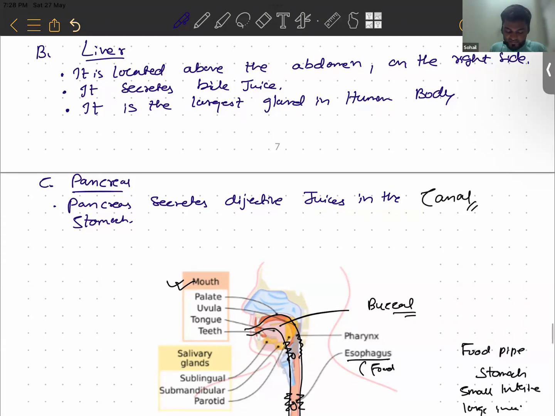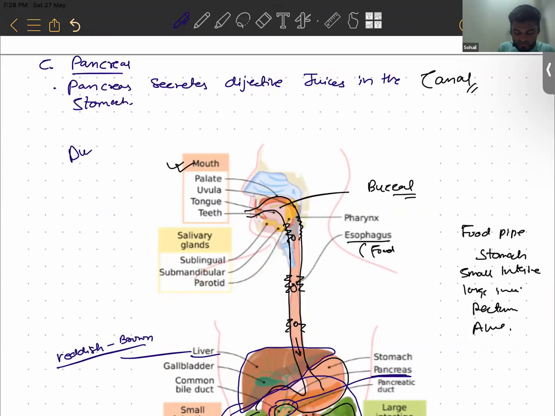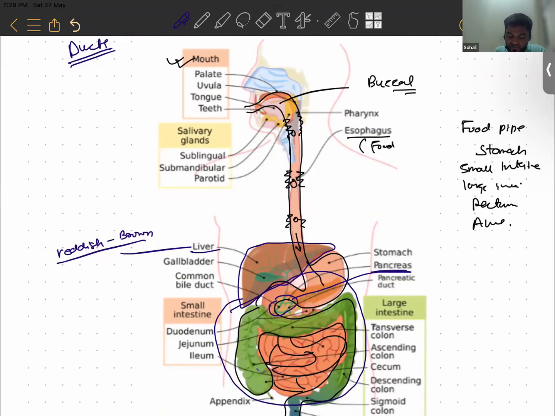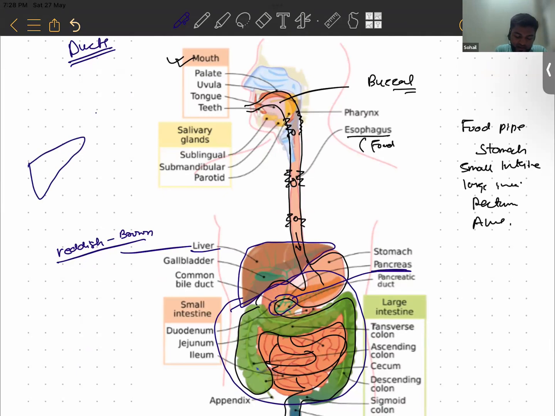Now, in the next class, we will discuss a new thing, that is ducts. Ducts are the pipes through which various glands open into the alimentary canal. If the liver has to secrete bile juice into the alimentary canal, it has ducts, which are basically pipes, and through that pipe it secretes its juices.